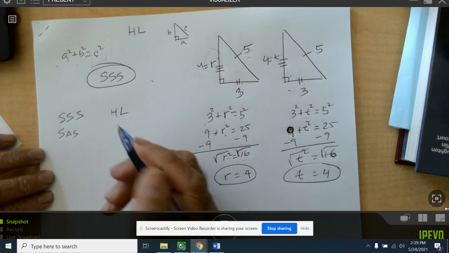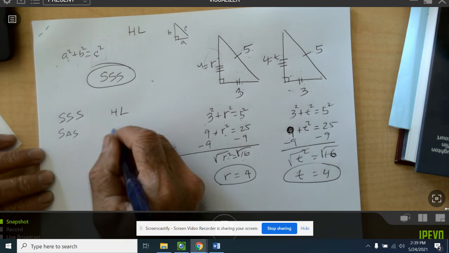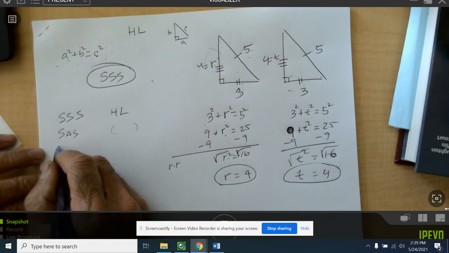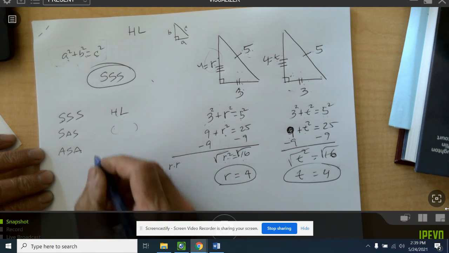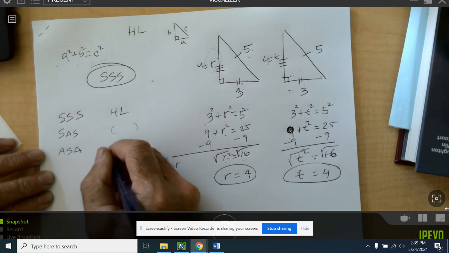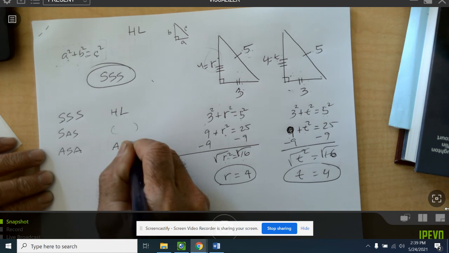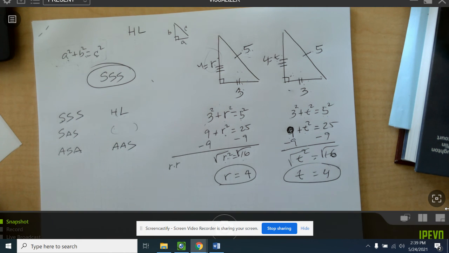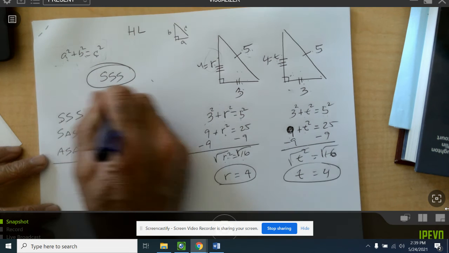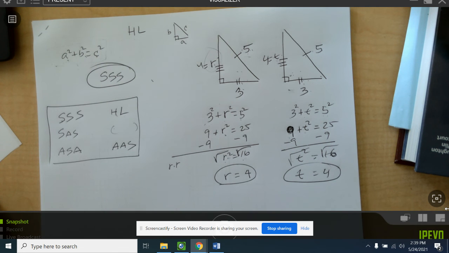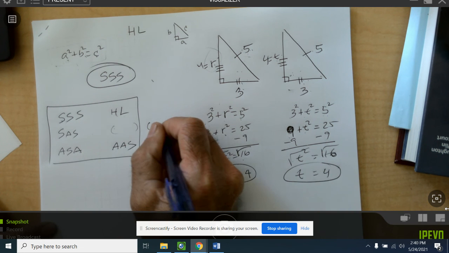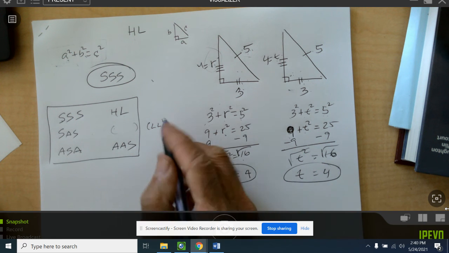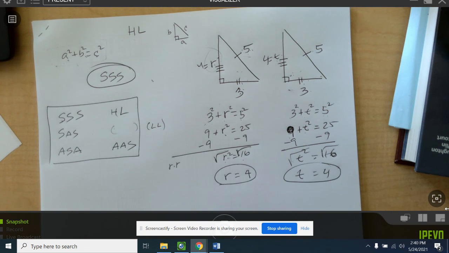There's side, angle, side, which is the same as leg-leg if you ever see it. And then there's angle, side, angle, which is the same as angle, angle, side. Okay, so those are the main 5 congruence theorems that you're going to see most of the time. Occasionally you'll see leg-leg, but I'm not even going to put that one there. Leave it on the outside.